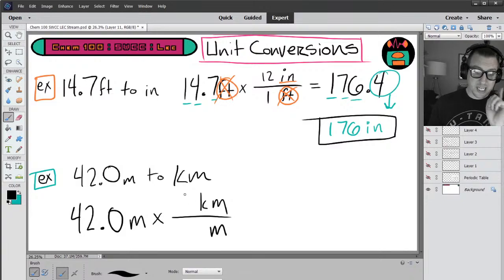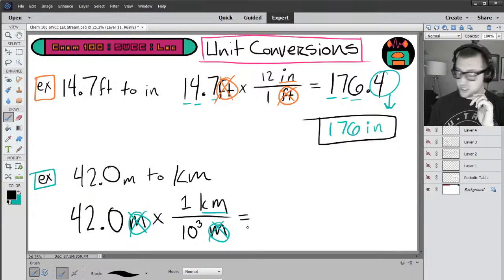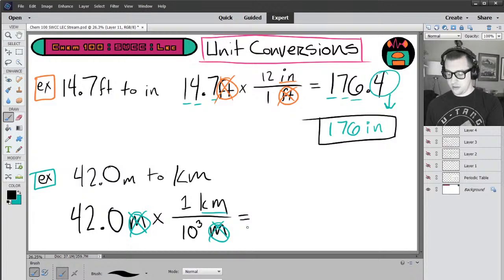Now, kilometers. Kilo means 10 to the third. That's what that prefix means in the metric system. So 1 kilometer is 10 to the third meters. All right. Meters cancel meters, leaving us with kilometers, which is good. And now we have to punch into our calculators 42.0 divided by 10 to the third. And my calculator is telling me my answer is 0.042.